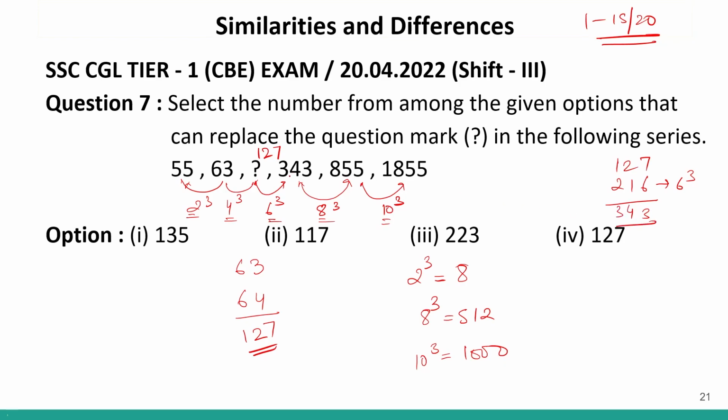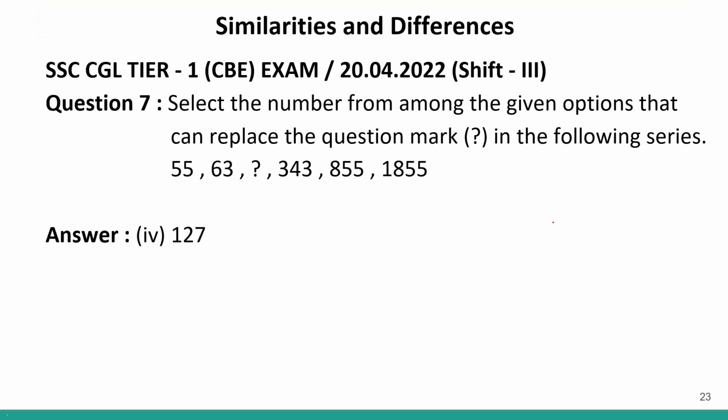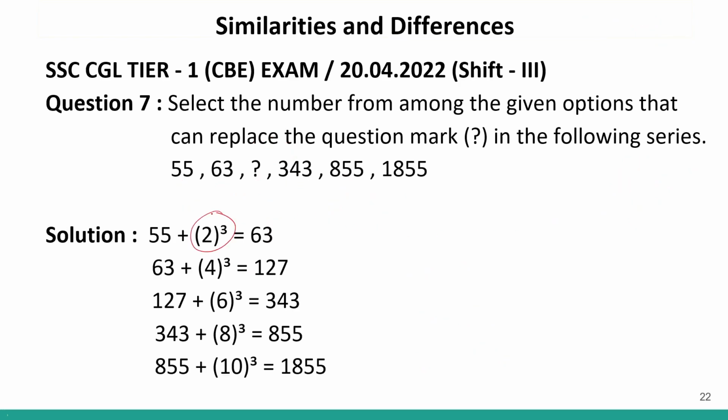If I get 127 in this position, it logically follows with the previous number as well as the next number. So my answer will be 127, which is in option number 4. So option number 4 will be the correct answer. Okay? Now, let us move forward. Here you can see basically we are adding the cubes of the next even number.